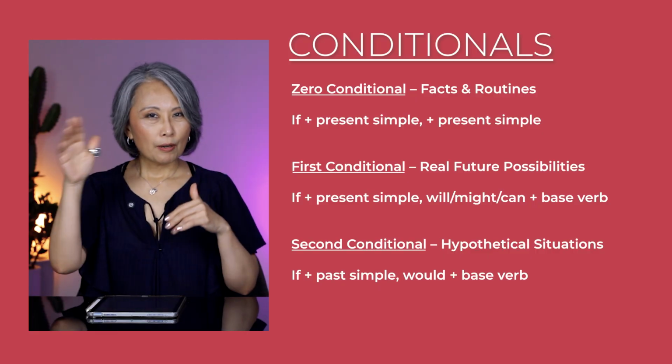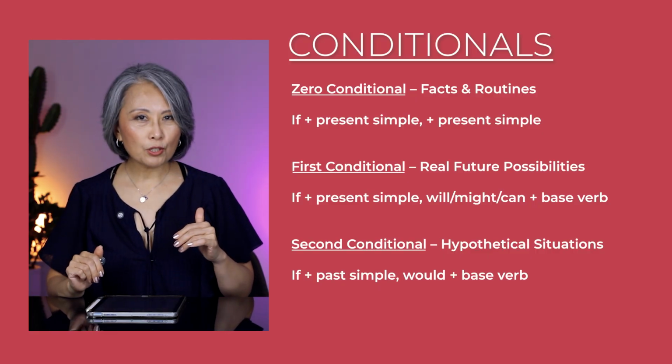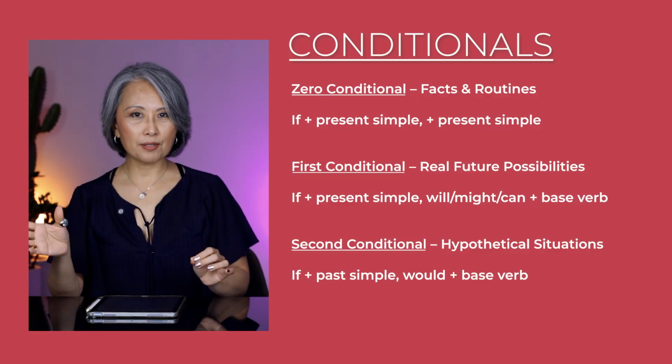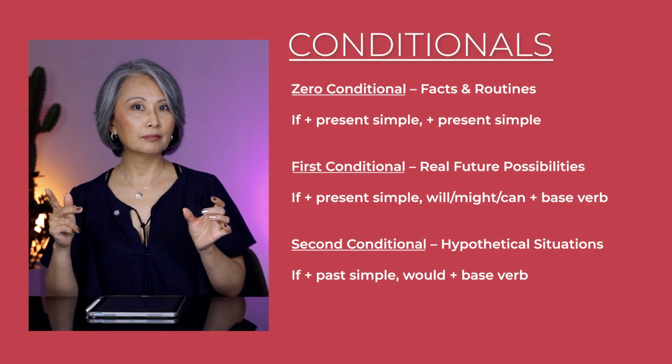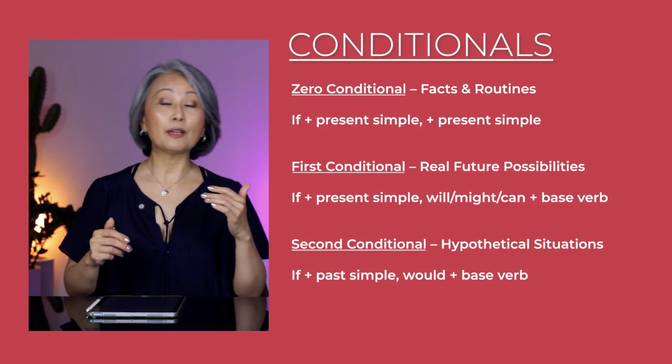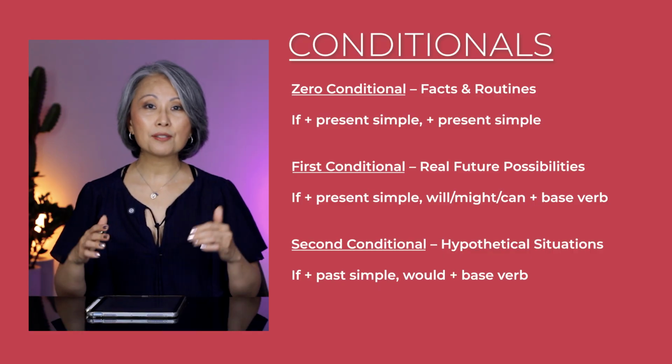So, going back to zero conditional, present, present, first conditional, present, will, second conditional, past, would. Okay? So, what are the 3 examples you're gonna keep in mind so that you remember the rules?